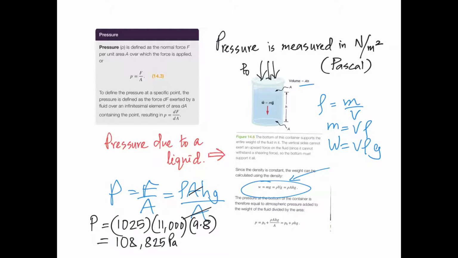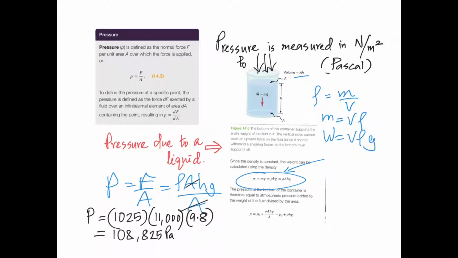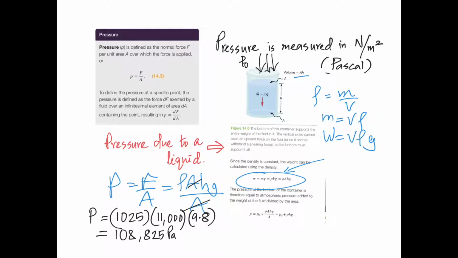Now, if you consider the atmospheric pressure, which is 101,325 pascals, and I'm going to explain this as we go along, and add that atmospheric pressure to this, you get 210,150 pascals. So that is the total pressure at the bottom of the Pacific Ocean, where it is deepest, at 11 kilometers deep.